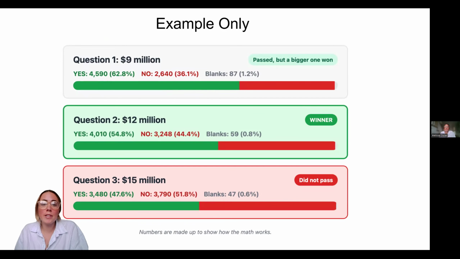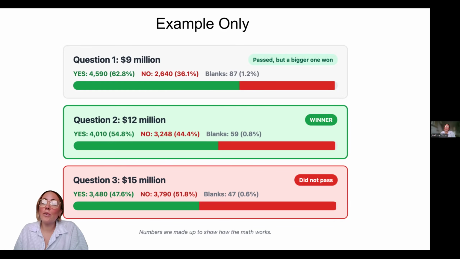First, a hypothetical example of how results could look on June 10th, the day after the election. In this example, Question 1, the $9 million override, passed. It got more yes votes than no. Question 2, the $12 million override, also passed. Question 3, the $15 million override, failed. It got more no votes than yes votes.